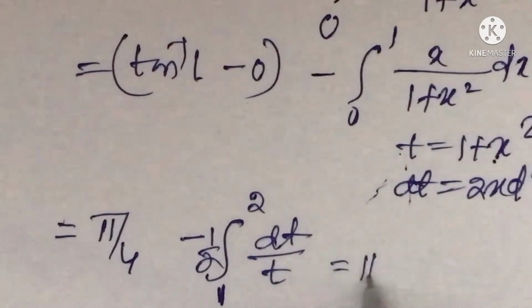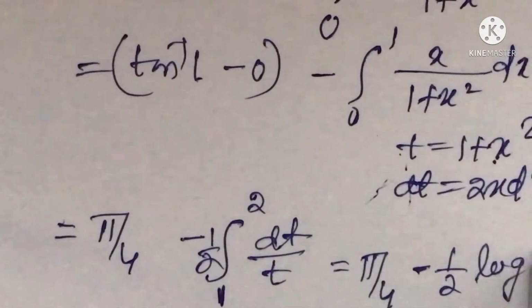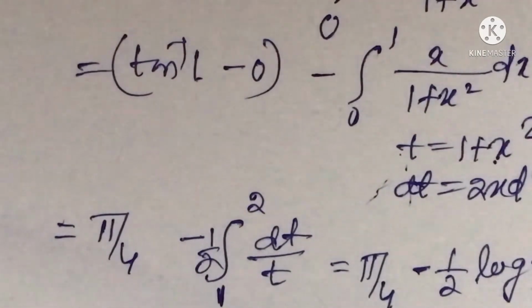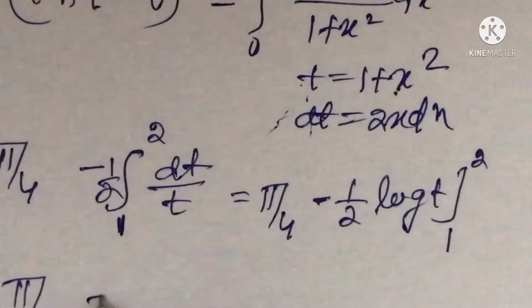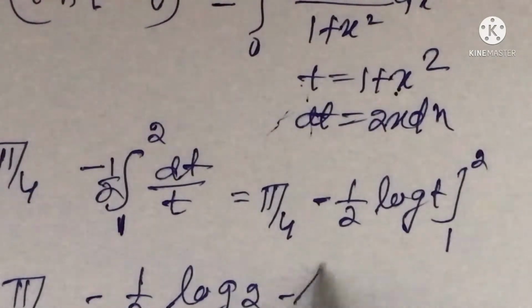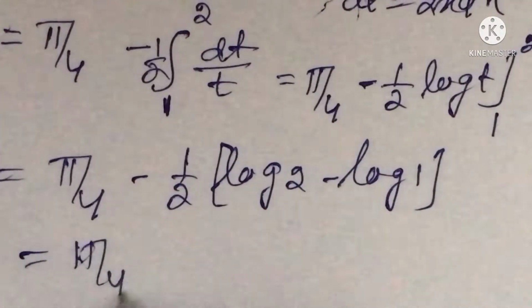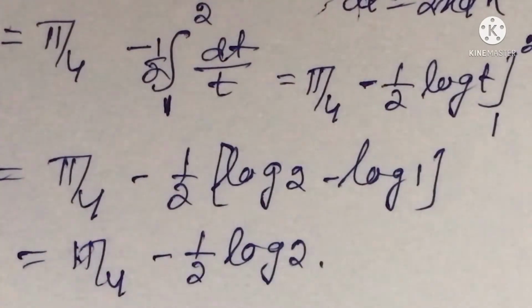which is equal to pi by 4 minus 1 by 2 log t. Upper limit is 2 and lower limit is 1. So this is equal to pi by 4 minus half log 2 minus log 1. This is equal to pi by 4 minus half log 2, because log 1 is equal to 0.